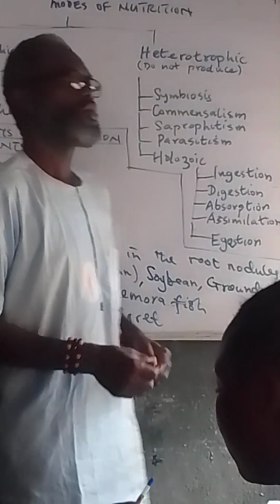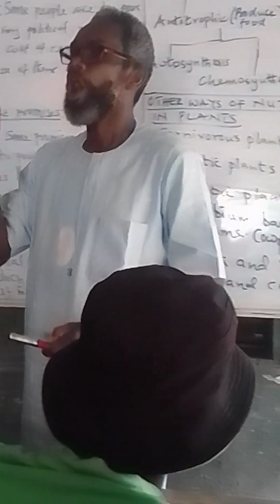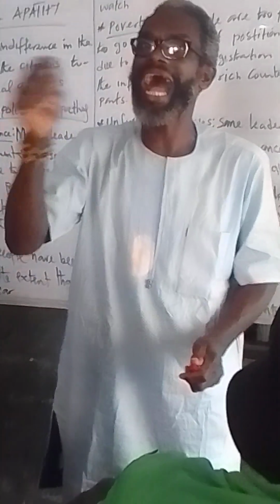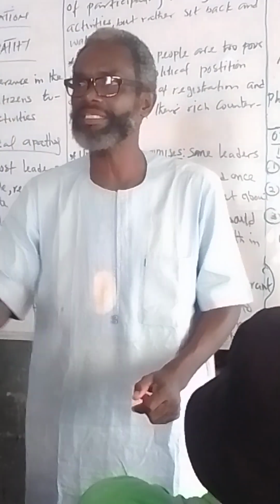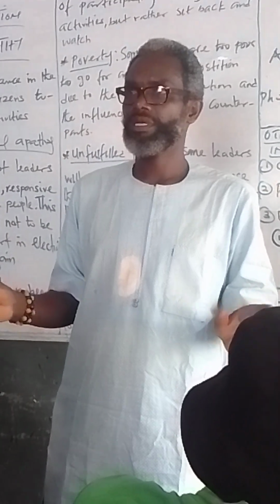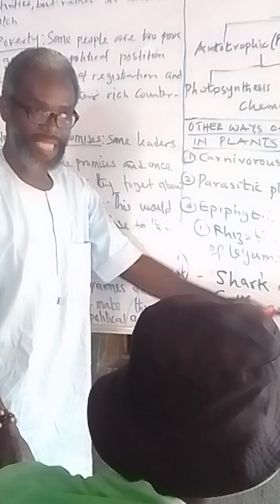Saprophytism is a relationship where organisms feed on dead and decaying material. Dead and decaying material. That's how they feed. Example is, you've written these examples, right? Yes.